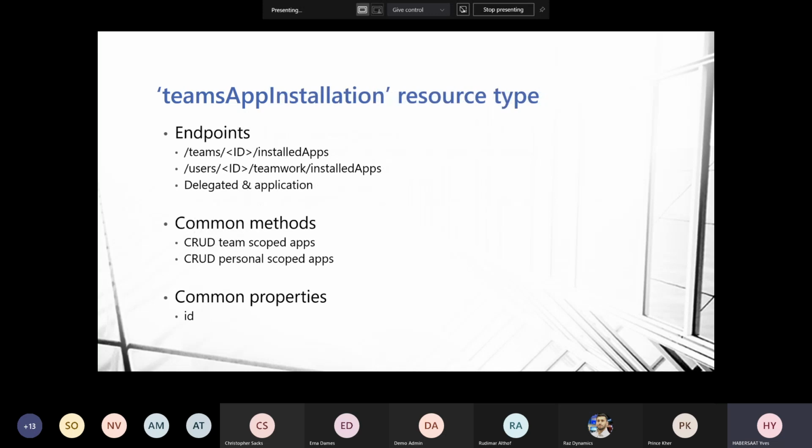Now we have the Teams app installation. So basically you can check the installed app for a user or a Teams. It's available delegated in application context. The common methods are like all the endpoint. You can create, read, update, delete the Teams coded app or the personal coded app. Basically, the only attribute is ID.